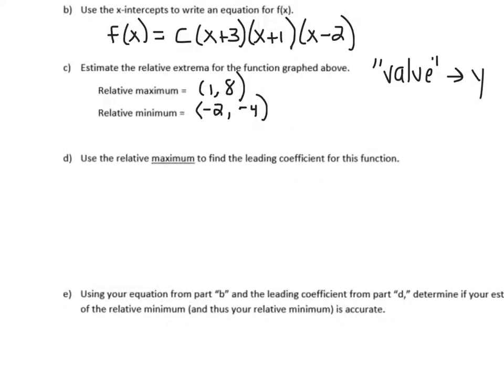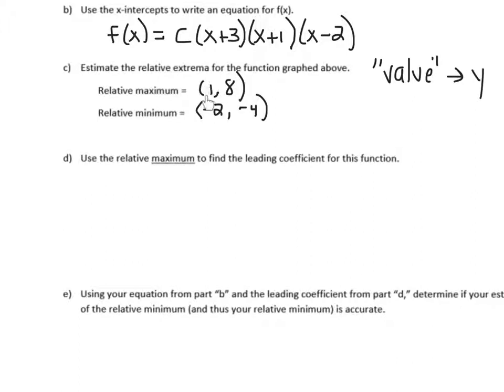Okay, so letter D says to use the relative maximum to find the leading coefficient for this function. So if you guys recall, in letter B, we put a C here to represent some constant term that we could have in front of our function. This could be our leading coefficient. So it says to use this point right here, the relative maximum, to help us find the leading coefficient. All right, well, if we were to use this point, this would be our x value, and this would be our y value, right? It always goes x, comma, y.